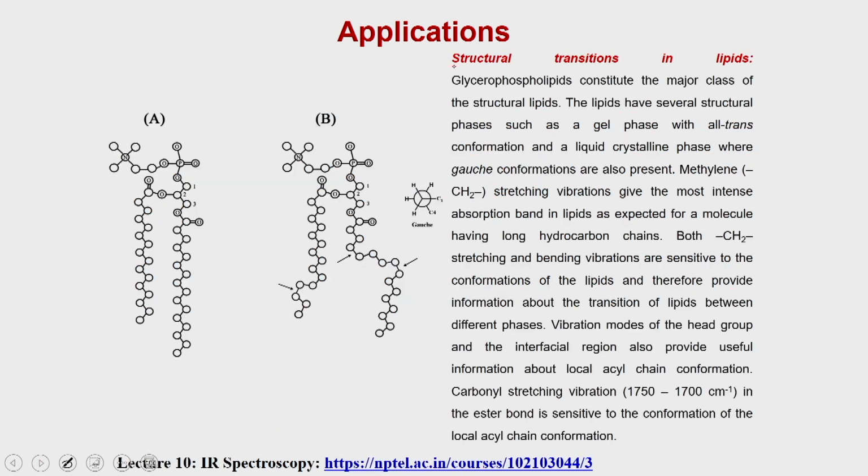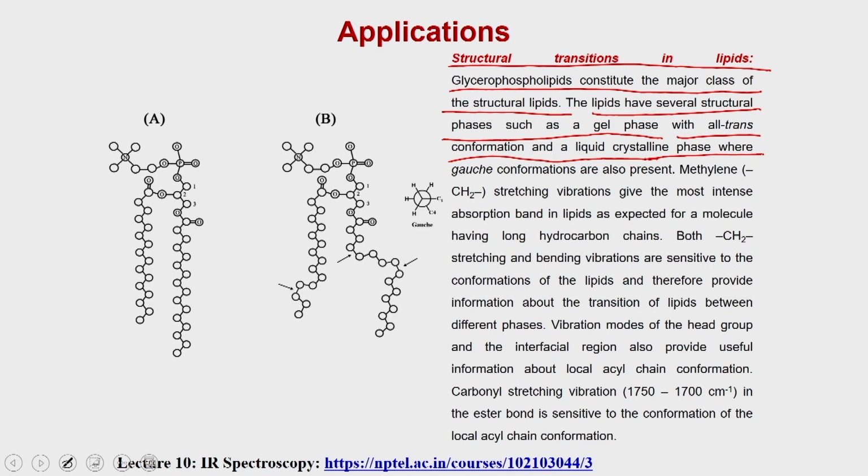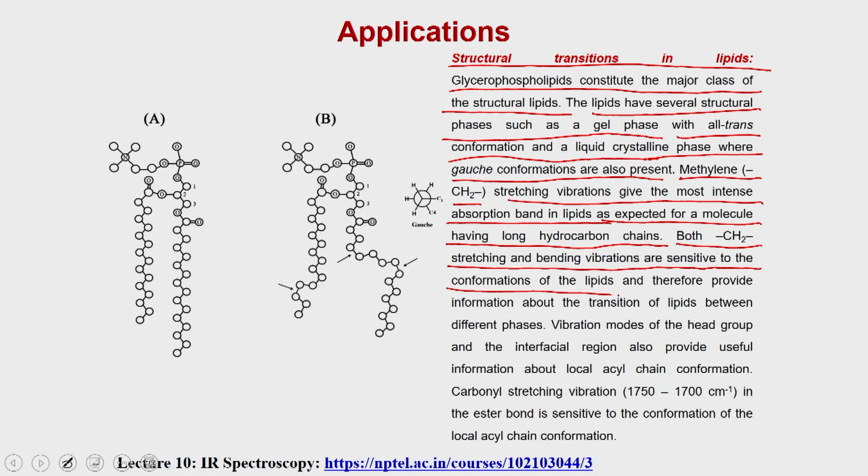Then you have the structural transitions in lipids. Glycophospholipids are the major class of structural lipids. The lipids have several structural phases, such as the gel phase with all-trans conformations and a liquid crystalline phase where gauche conformations are also present. The methylene CH2 stretching vibration gives the most intense absorption in lipids, as expected for a molecule having a long hydrocarbon chain. Both the CH2 stretching and bending vibrations are sensitive to the conformation of the lipids.